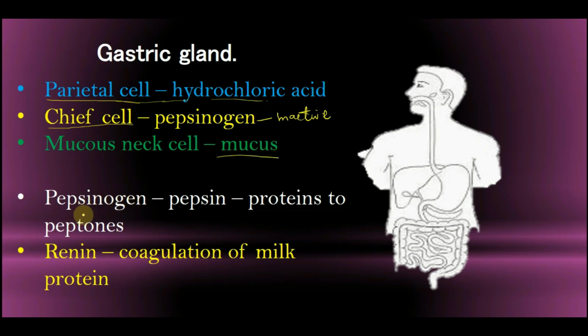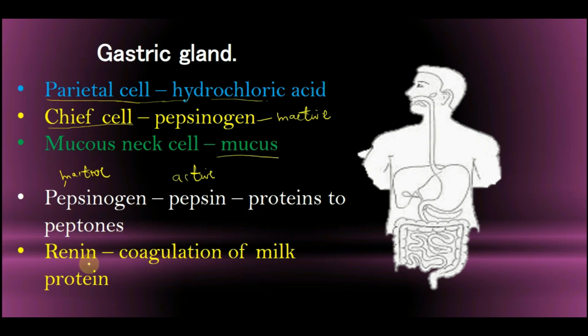So pepsinogen, like I said, is an inactive enzyme. Once it comes in contact with hydrochloric acid, it becomes converted to pepsin. This is the active enzyme. So pepsinogen is inactive, pepsin is active. What the pepsin does is that it converts protein to peptones. So the basic function is the enzymatic conversion of proteins to peptone.